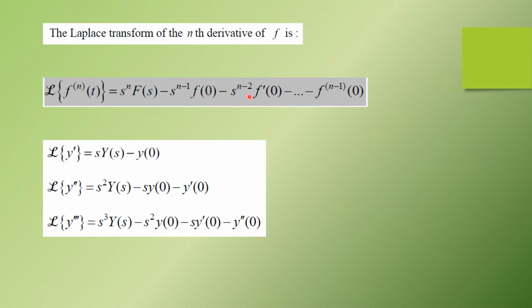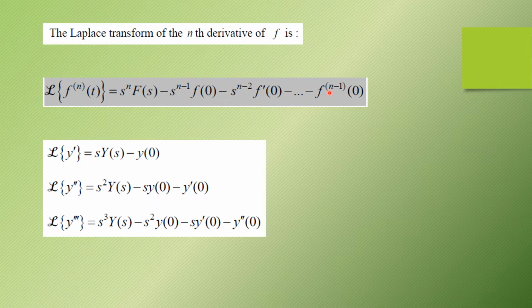And in the formula, t is set equal to 0, and capital letter F is used to denote the function in s. Notice that the degree of s is decreasing from the first term until the last term, and the last term has no s involved. Also, the order of derivative of f from the second term until the last term is increasing. For the last term, the order of derivative of f is 1 less than the order of derivative of the given function. So if this is of order n, then this one will be of order n minus 1.